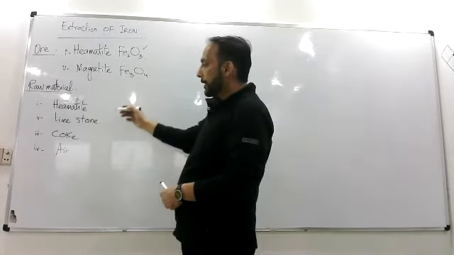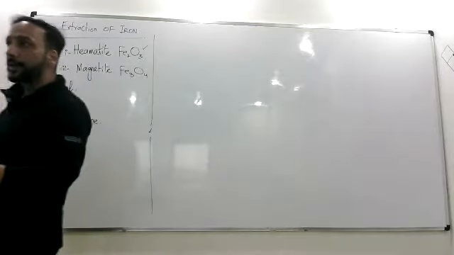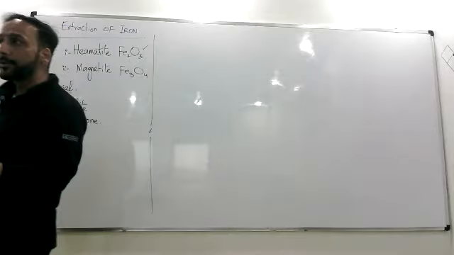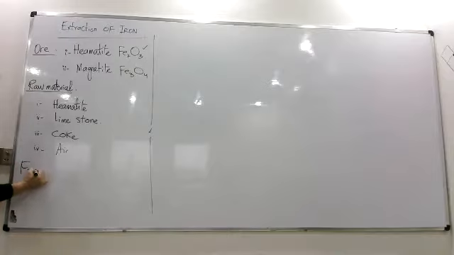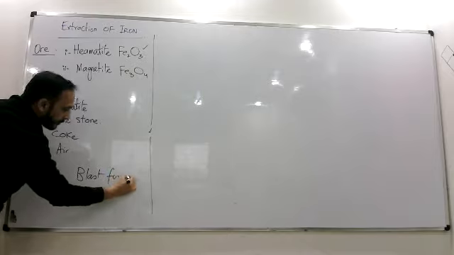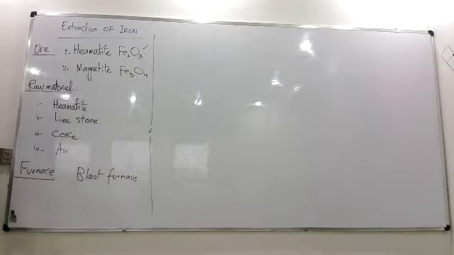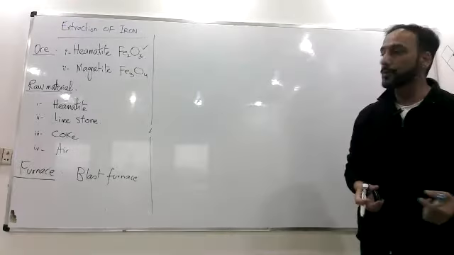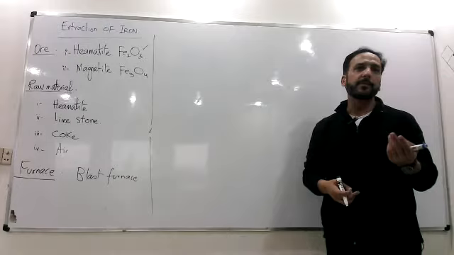So these are the raw materials that we need for the extraction of iron, and then there is this operators or furnace. So the furnace that we use for the extraction of iron is called blast furnace. All these names and things are in your syllabus. They ask you what furnace is used for extraction of iron. It's blast furnace. Different furnaces have different names for metals extraction.